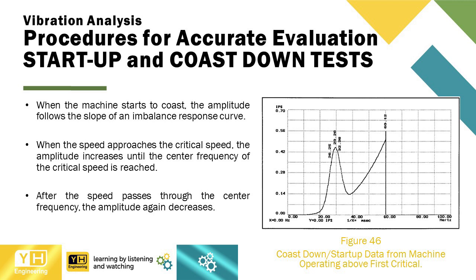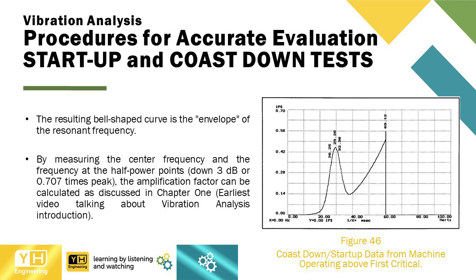When the speed approaches the critical speed, the amplitude increases until the center frequency of the critical speed is reached. After the speed passes through the center frequency, the amplitude again decreases. The resulting bell-shaped curve is the envelope of the resonant frequency. By measuring the center frequency and the frequency at the half-power points, down 3 dB or 0.707 times peak, the amplification factor can be calculated as discussed in Chapter 1, the earliest video talking about vibration analysis introduction.